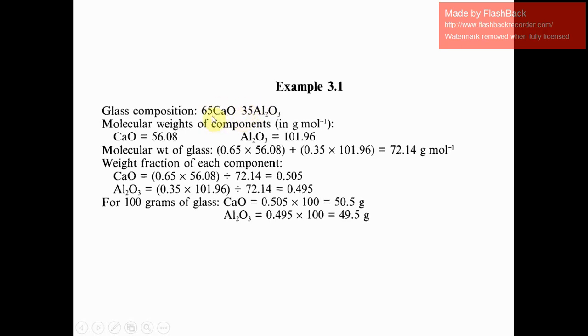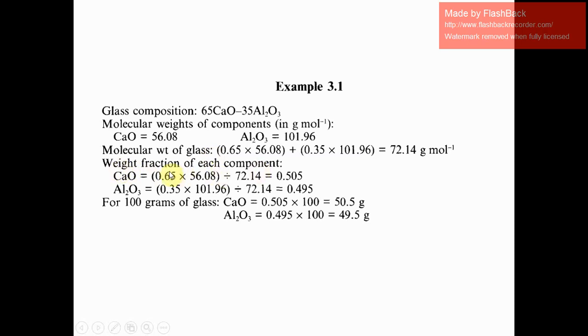So by percentage we are taking 0.65 multiplied by this molecular weight 56.08, and similarly with the alumina, 0.35 into 101.96. So this is the total molecular weight of the glass, 72.14 gram per mole. Now the weight fraction of each component.